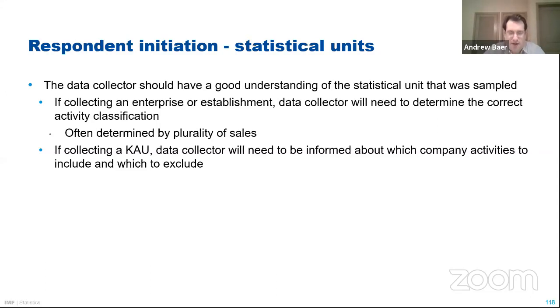We talked a lot earlier today about statistical units. So the collection procedures are going to vary depending on what your sample unit is. Are you collecting an entire establishment, only a single establishment, or an entire enterprise, or a kind of activity unit? The data collector needs to know that, right? Because that's going to drive the questions they ask and the answers that they want to get. That determines which products are eligible to be collected as part of the unit. It affects the weighting information we want to collect for the unit.